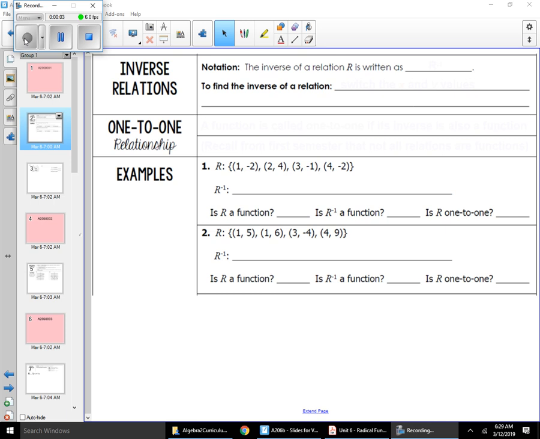Switching gears from the function operations and composition, we will head back to those topics in a bit, but we need to define a bit of new vocabulary first. And the new big word is going to be inverse.